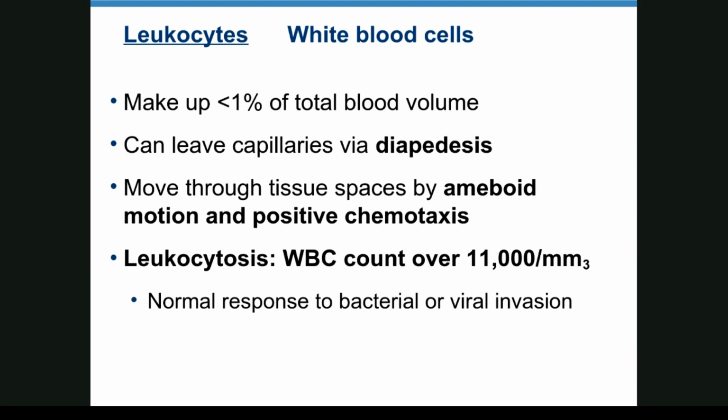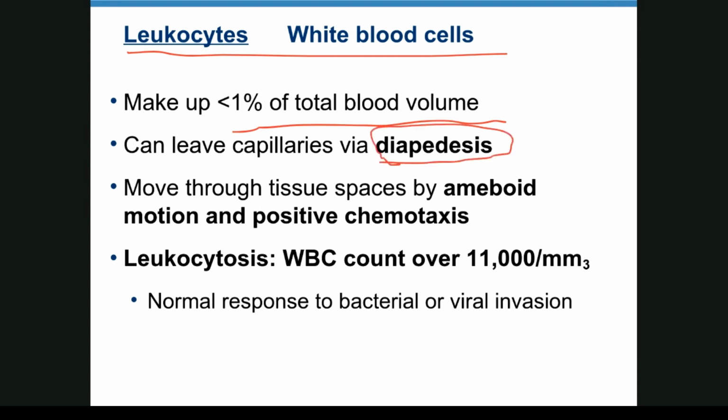Okay, leukocytes are your white blood cells, a very small portion, less than 1% of the total blood volume. They leave capillaries by a process called diapedesis. That's where they just ooze between the capillary cells. They move much like an amoeba, amoeboid motion, and they go towards chemicals, and that's called positive chemotaxis.